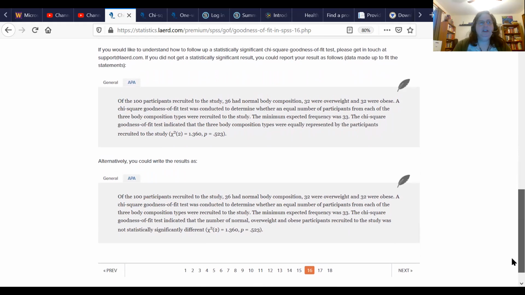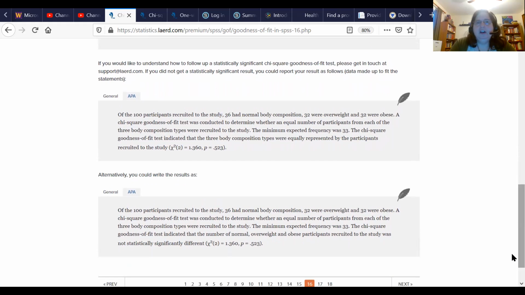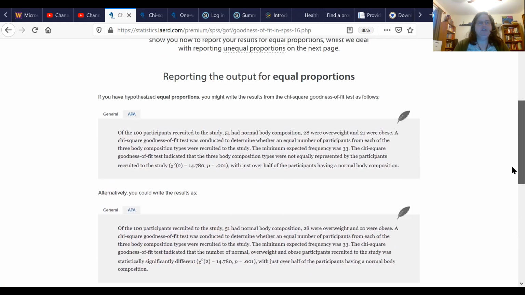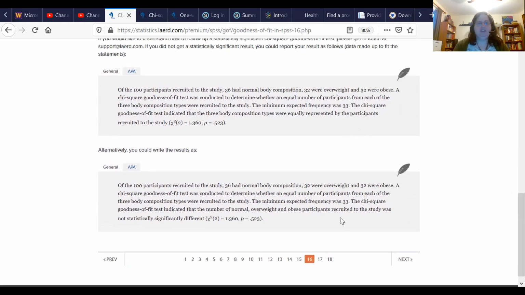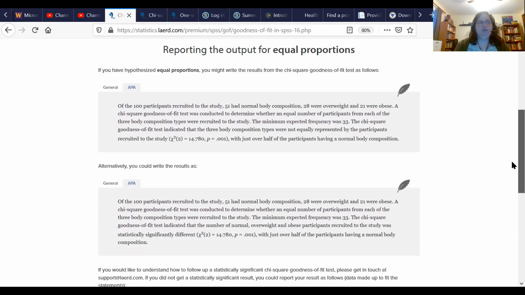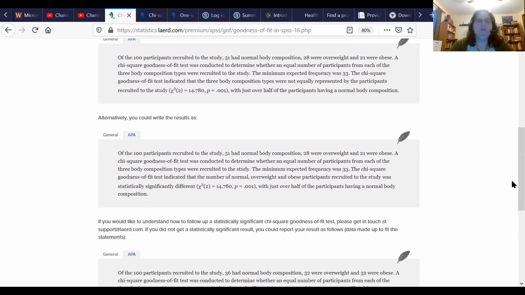And then this goes on to give you an example if it's not significant. So the first 2 are equal proportions if it is significant. The second 2 are equal proportions if it's not significant. And as you can see, it's very, very similar. Okay. I'll read one of these through for you, I guess. We might as well, right?